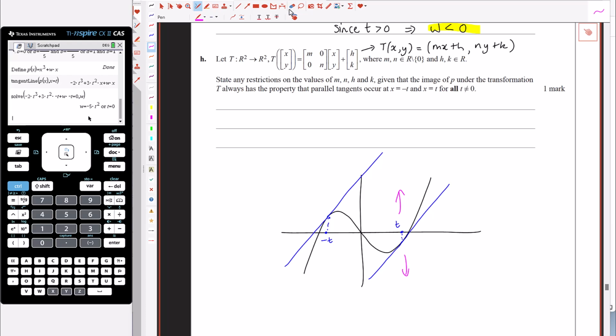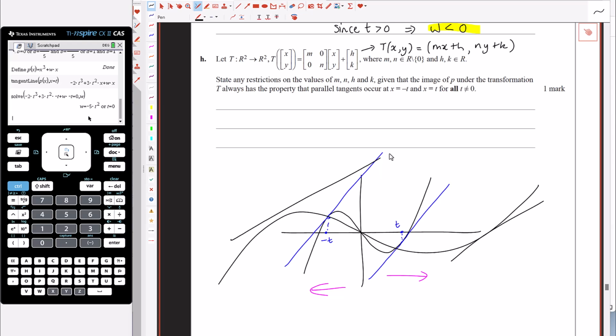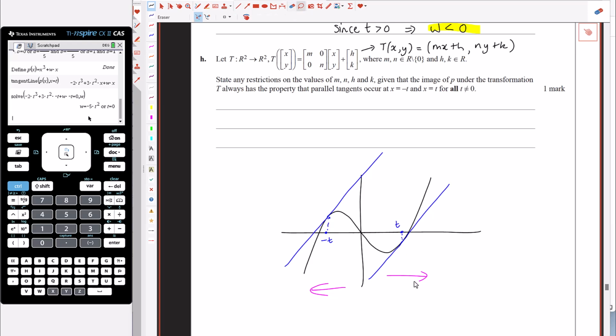Similarly, if we dilated the graph from the y-axis, so we stretched it out this way, the gradients of those tangents would change. If we stretched this graph out further, the gradients of the tangents would change, but they'd still be parallel. So I don't think there's any dilations that would be problematic, and I don't think there are any restrictions on m and n.